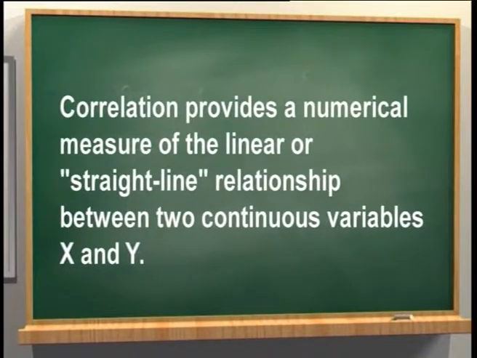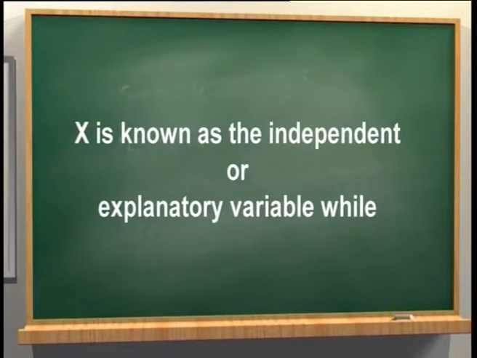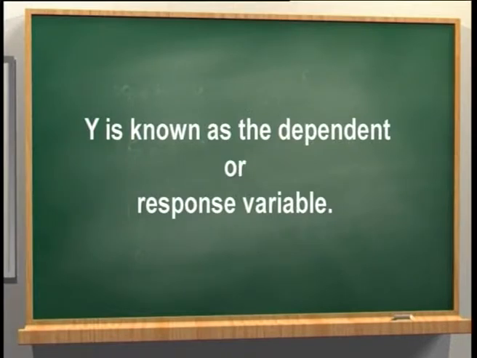Although usually called the Pearson coefficient of correlation, it was first introduced by Galton and later formalized by Karl Pearson and then by Fisher. Correlation provides a numerical measure of the linear or straight line relationship between two continuous variables x and y. The resulting correlation coefficient or r value is more formally known as the Pearson product moment correlation coefficient after the mathematician who first described it. x is known as the independent or explanatory variable, while y is known as the dependent or response variable.